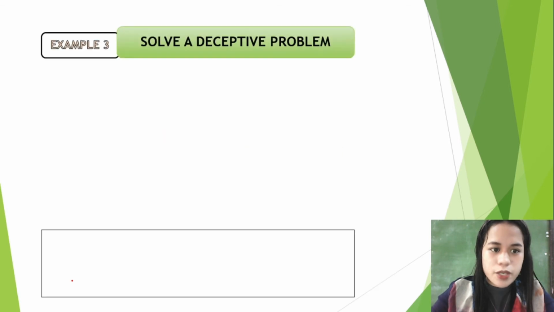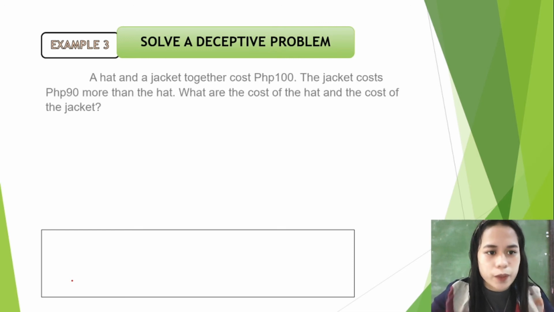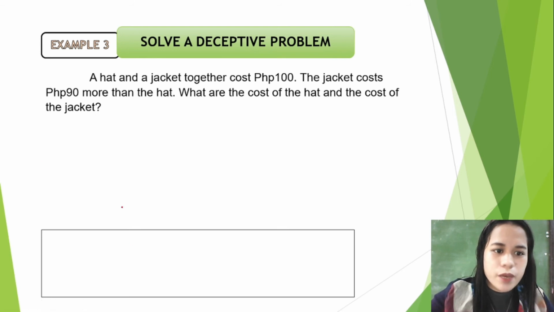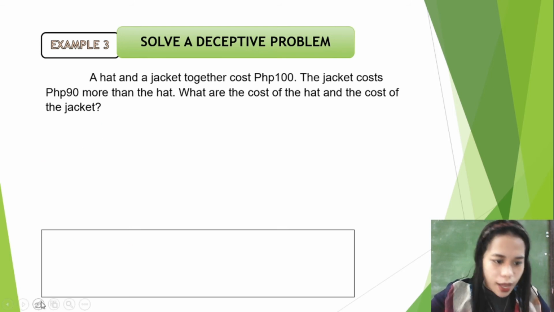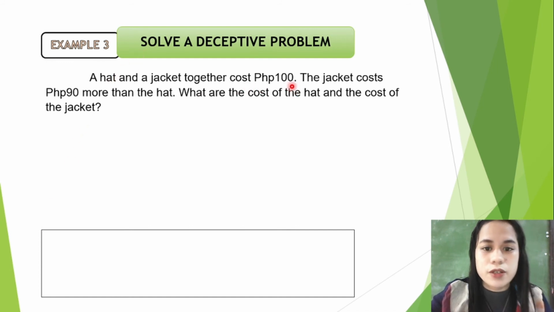Okay, so let's proceed to example 3. In example 3, we are going to solve a deceptive problem. So we have here the problem. A hat and a jacket together cost 100 pesos. The jacket costs 90 pesos more than the hat. So what are the cost of the hat and the cost of the jacket?